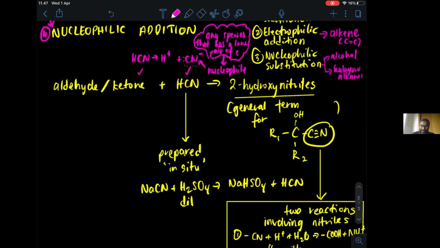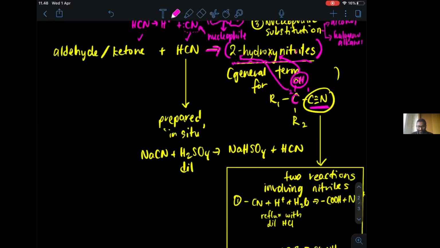Here they mentioned in the textbook that when you react, they are going to give you a product which is going to be 2-hydroxynitriles. So what is 2-hydroxynitriles? It's a general term to show that this is nitrile, and this is carbon number 1, carbon number 2. This is OH, so this is the hydroxy. The hydroxy is at carbon number 2. So this definitely will give us 2-hydroxynitriles.